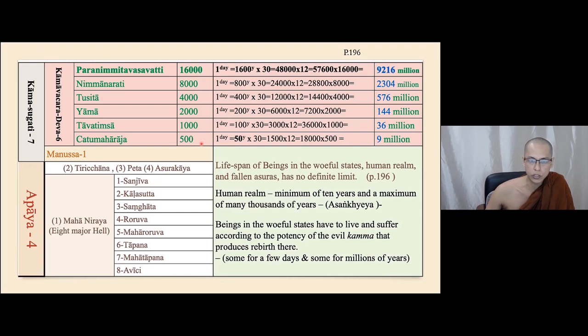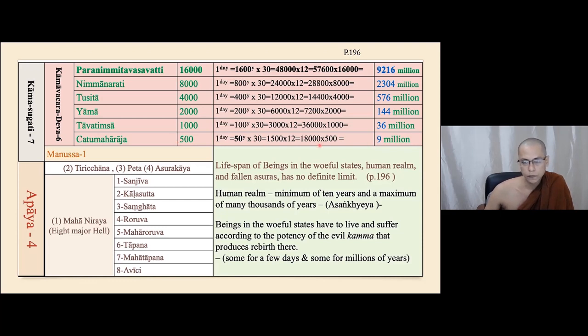Yes, Catumaharajika, for their lifespan, by their years, only 500. Tavatimsa, 1,000. Yama, 2,000. Tusita, 4,000. Nimmanarati, 8,000. And Paranimmita Vasavatti, 16,000. This is for their calculation according to their own times.